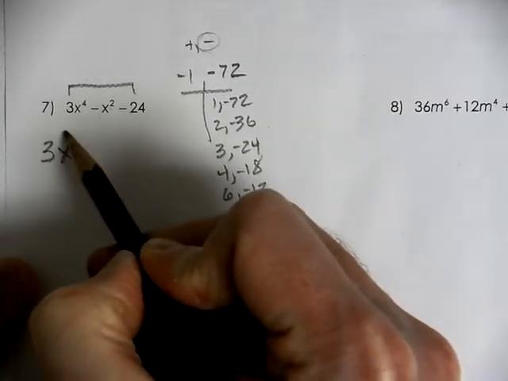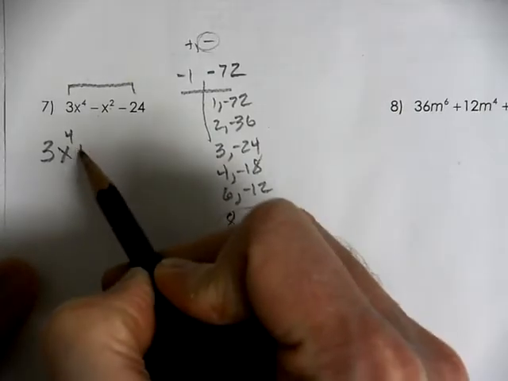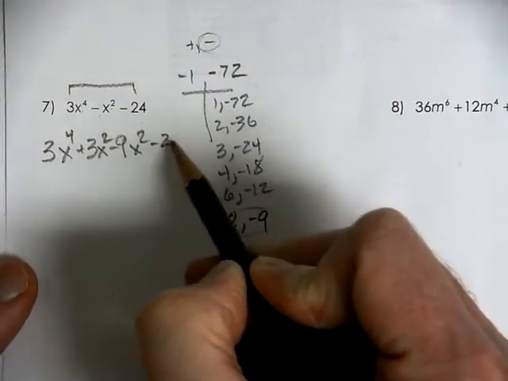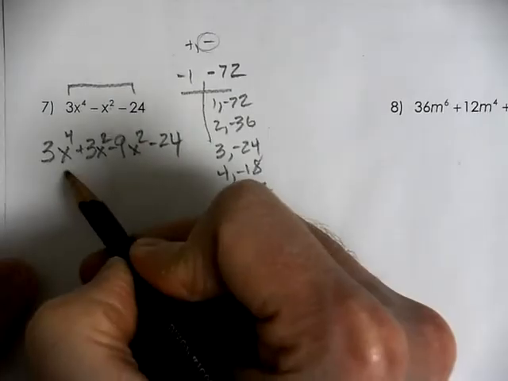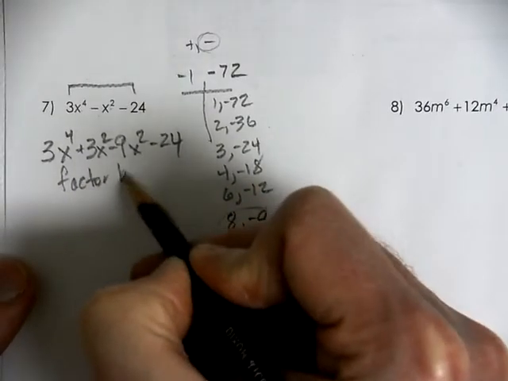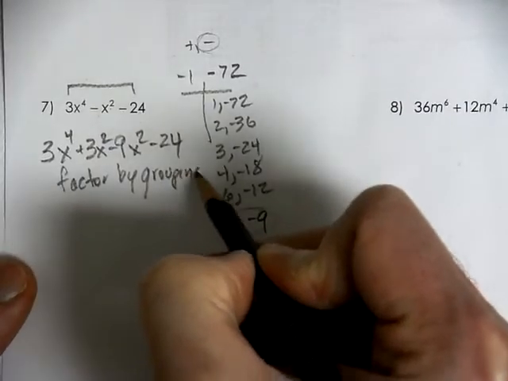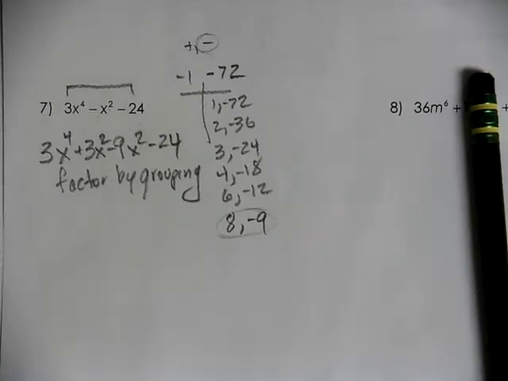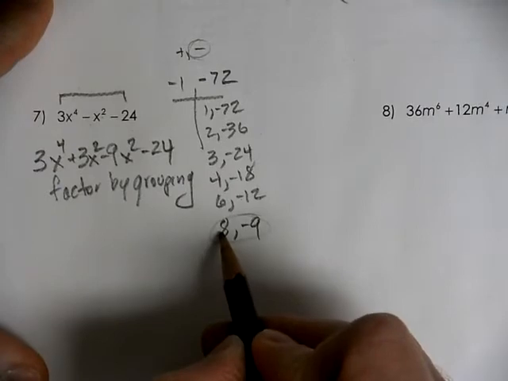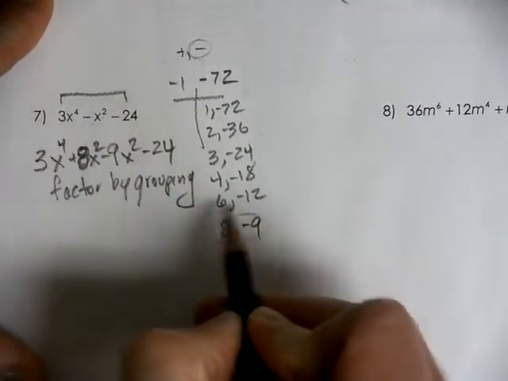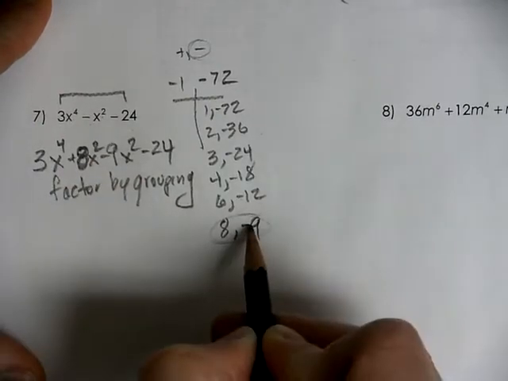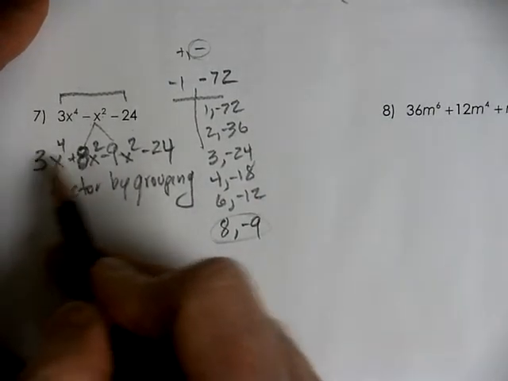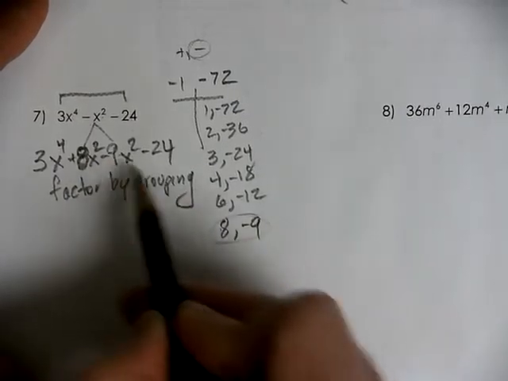So we bring down our 3x to the fourth, bring over your 3x squared, your negative 9x squared, and bring down your negative 24. Now we're going to treat this as factor by grouping. So go ahead and finish this problem off. Right, it looks like this should be an 8x squared minus 9x squared. These two terms have to make that one. So maybe it said 3 because that was a 3, but the 8 and the 9.